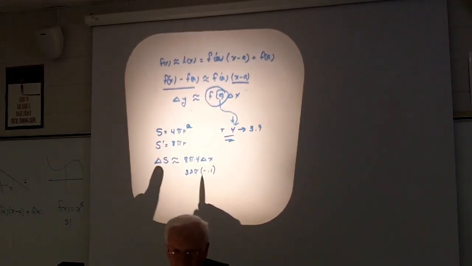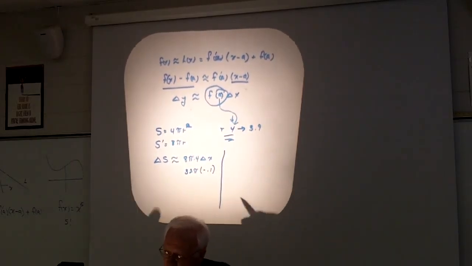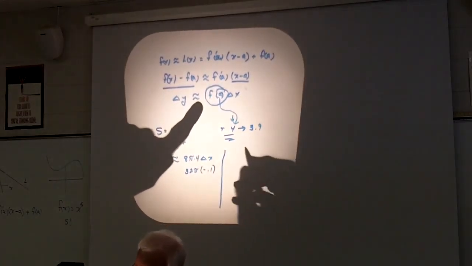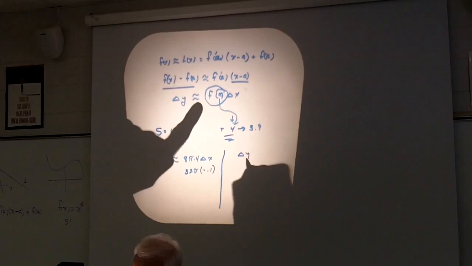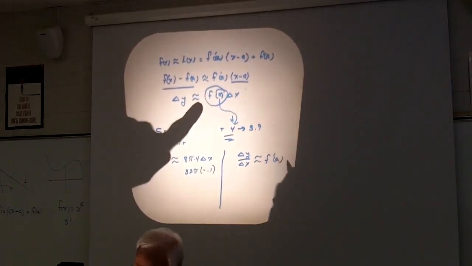Yeah. Okay? That's an approximation. That's how we're using it. Okay, that is one thing. And the other is this. I was asked why this stuff. Here's one, and you'll do a couple of problems that way. The other is this. I'm going to make this look like this. Delta y over delta x is approximately equal to f prime at A.